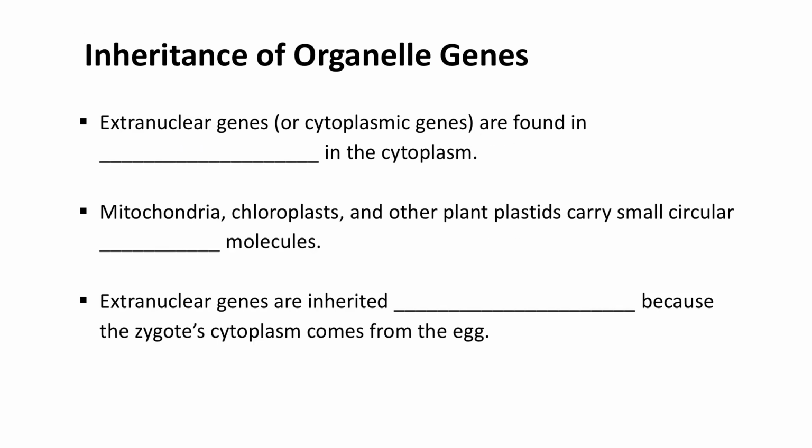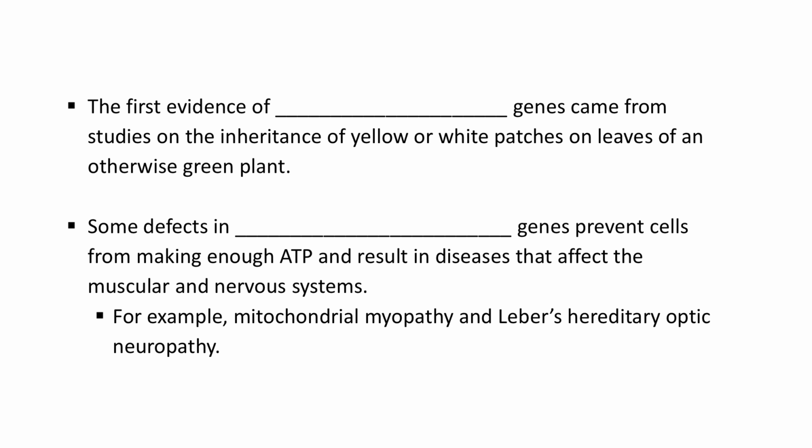We can also talk about the inheritance of organelle genes. Extranuclear genes, or cytoplasmic genes, are found in organelles in the cytoplasm. So these are not genes from the DNA in the nucleus, but genes that are found within organelles. Mitochondria, chloroplasts, and other plant plastids carry small circular DNA molecules, and therefore they have genes of their own. These extranuclear genes are inherited maternally because the zygote cytoplasm comes from the egg. The first evidence of these extranuclear genes came from studies on the inheritance of yellow or white patches on leaves of an otherwise green plant.